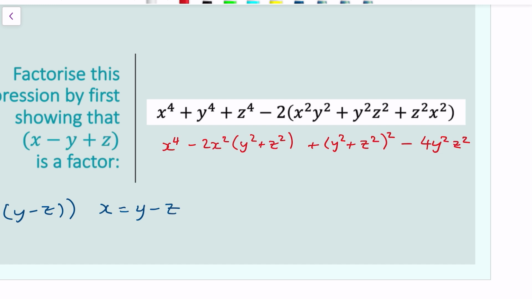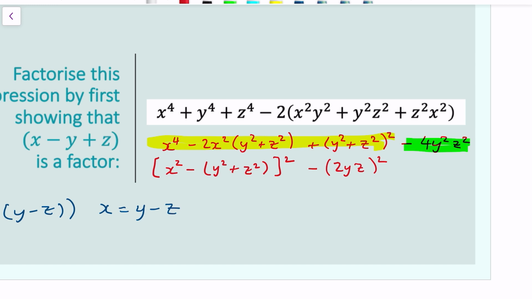And if you expand that out, you might want to pause and check, you get exactly the same as the line above. And then uses a difference of two squares approach, because what we've actually got, it's hard to see, is a perfect square. This whole thing here is a perfect square. We can write it as x squared minus y squared plus z squared, all squared. And then this last term here is actually a perfect square as well. So we've got minus 2yz all squared, and now it's a difference of two squares, which we can factorize.